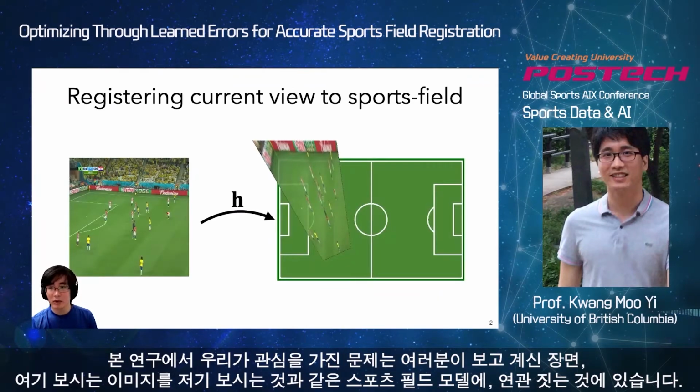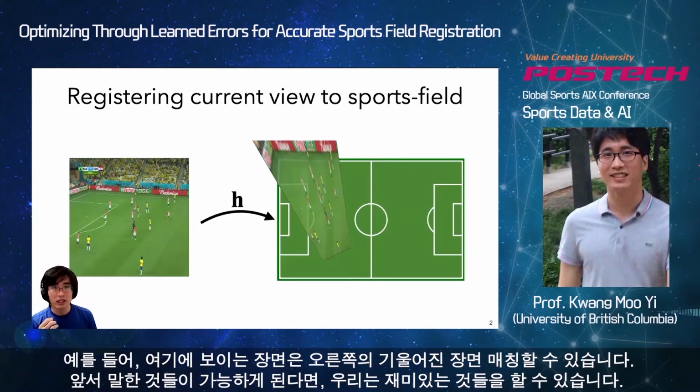The problem that we are interested in this work is the problem of registering the view that you see, the image that you see here, to a sports field model like the one that you see over there, in a way that we could actually relate between the two. For example, the view that you see up here corresponds to the tilted view you see on the right. And once we are able to do that, we can do fun stuff.